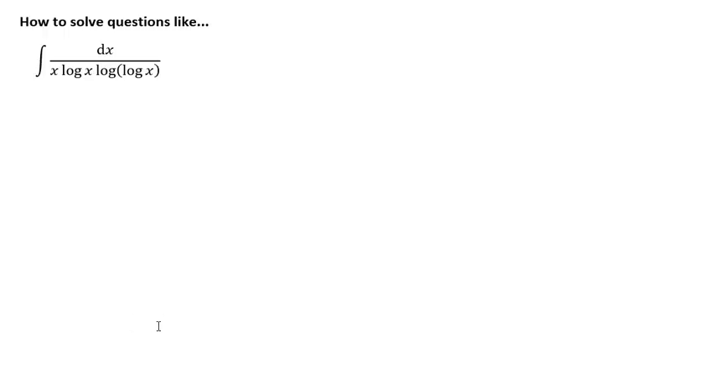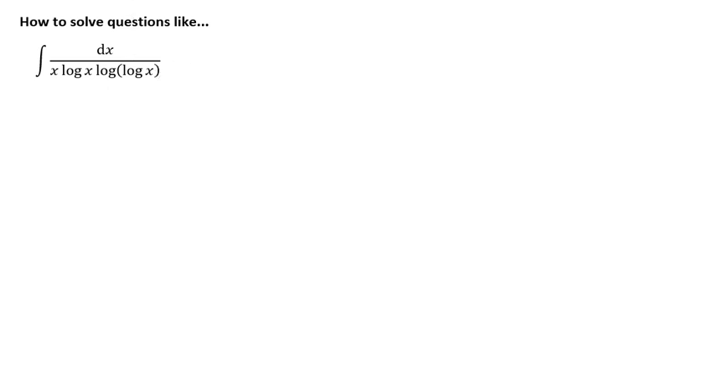In this video of how to solve questions like series, we have another mathematics question in which we are asked to integrate a fraction which has 1 in the numerator and x times log of log x in the denominator. So this might look intimidating when you first see this question, but it is actually very simple and can be solved with simple substitutions. So let's get into it.